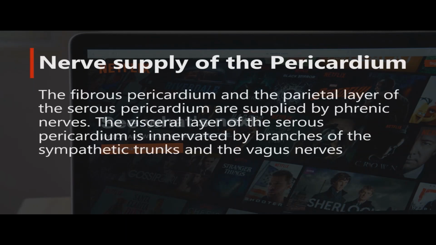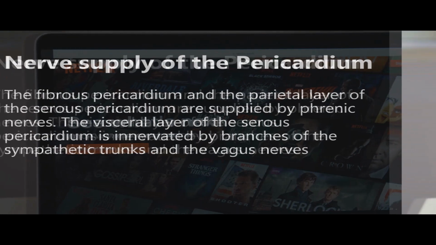For the nerve supply of the pericardium, the fibrous pericardium and the parietal layer of the serous pericardium are supplied by the phrenic nerves. The visceral layer of the serous pericardium is innervated by branches of the sympathetic trunks and the vagus nerves.